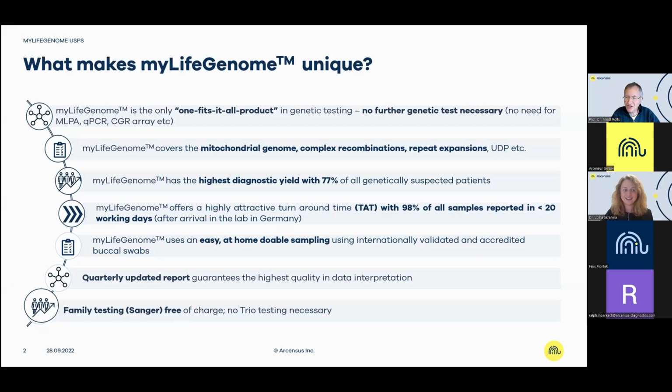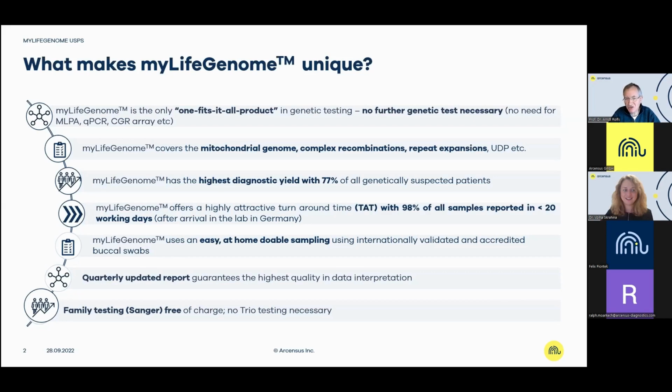The well-done genome, and we have named our genome the My Life genome because we would like to underline that it has really a significant impact, not only for the diagnosis of a potentially affected individual, but also for the prevention of diseases. So the My Life genome covers the mitochondrial genome, complex recombination, repeat expansions, UPDs, and so on.